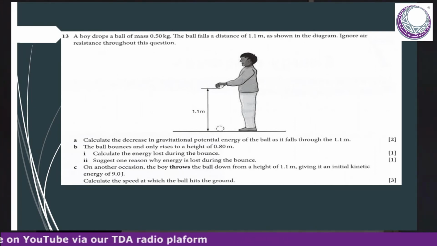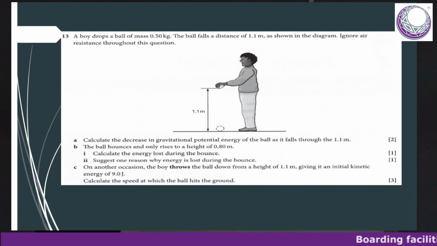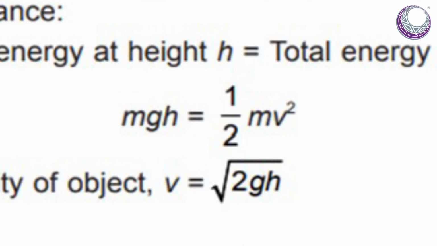Then look at the last question now. On another occasion, the boy throws the ball down from a height of 1.1 meters, giving it an initial kinetic energy of 9.0. Calculate the speed of the ball as it hits the ground. You are required to calculate your speed, your v, which is on this formula here. So we are applying the principle of conservation of energy.